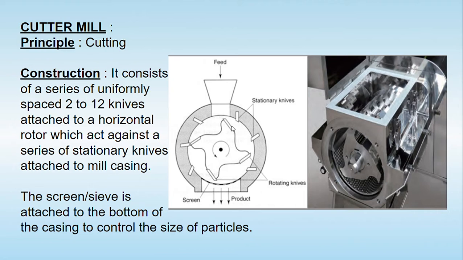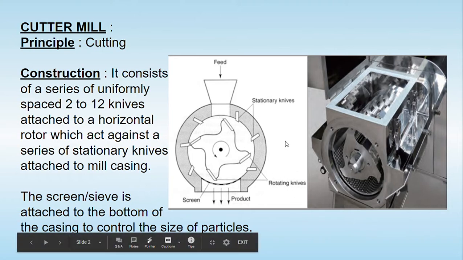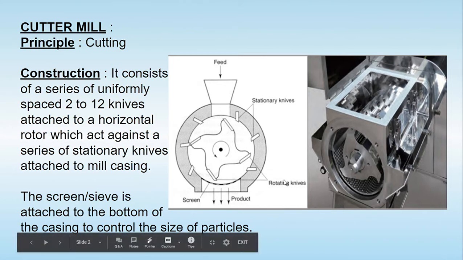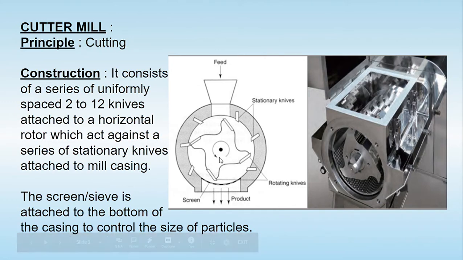If you look at the construction of the cutter mill, it basically consists of two types of knives. One is called a stationary knife, and the other is called a rotating knife. The stationary and the rotating knives are placed at a uniform distance. The stationary knives are placed on the inner wall of the casing at a uniform distance, while the rotating knives are placed on the horizontal rotor, which is present at the center of the casing or the vessel.